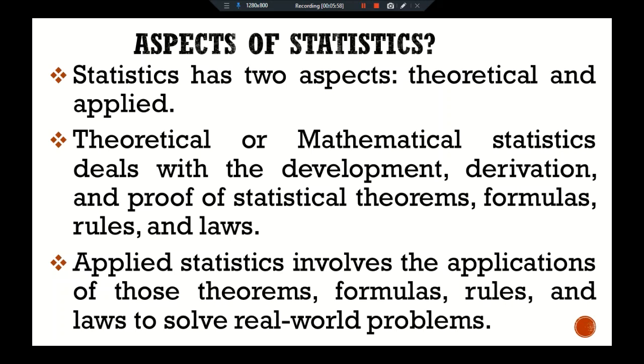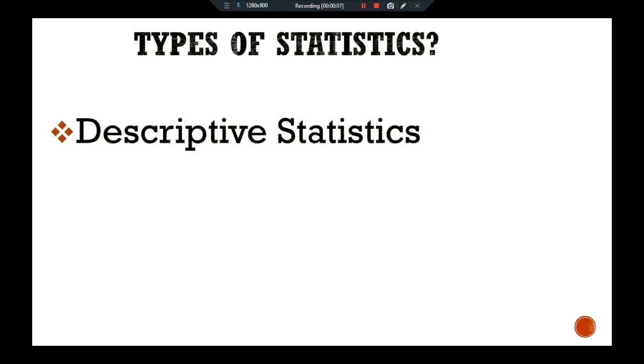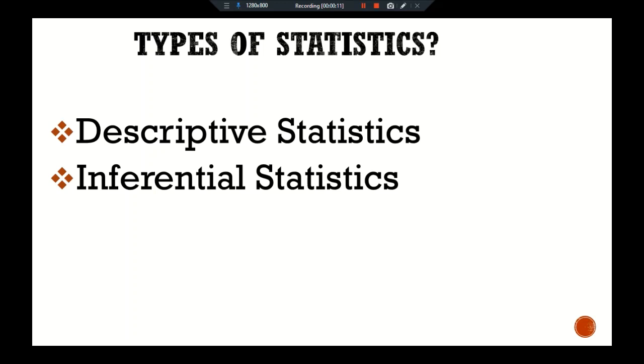By the time you finish this course, you will have learned statistical methodologies and how to make educated guesses. Types of statistics. Broadly speaking, applied statistics can be divided into two areas. The first one is descriptive statistics and the second one is inferential statistics.